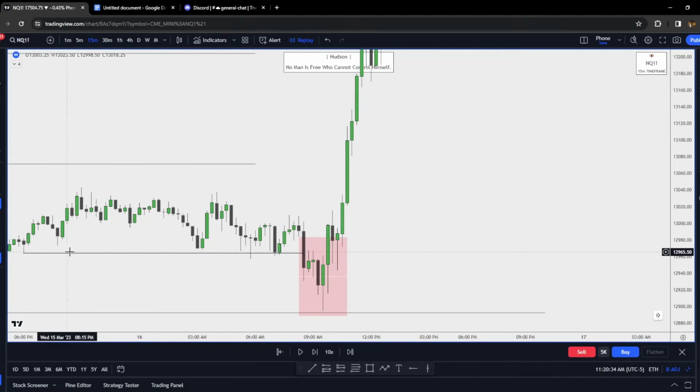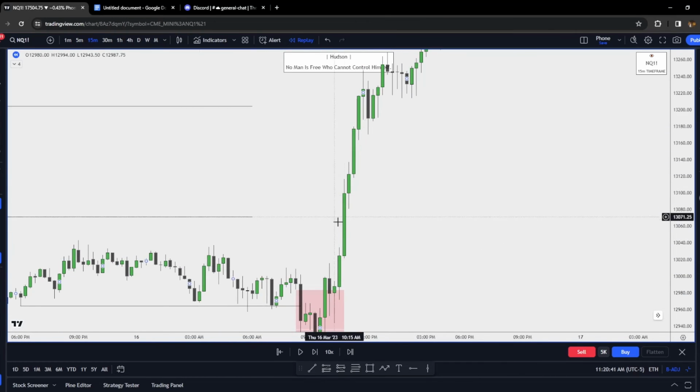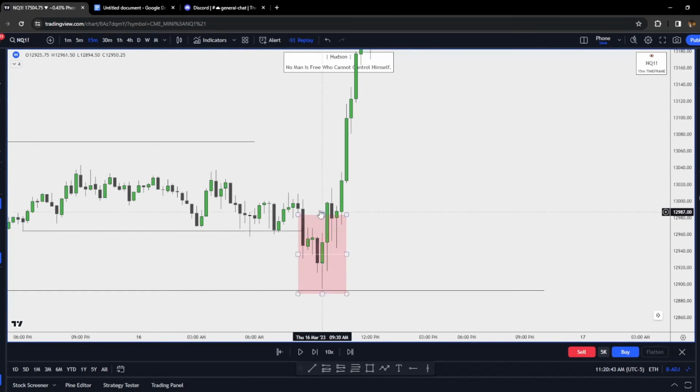Every move starts with a turtle soup. This low right here represents that 4-hour fair value gap to send us to that draw on liquidity, which is order pairing for the higher time frame. Smart money accumulates their position, and when it's ready to go, it tips its hand, and now we have a high probability inverse fair value gap, which we will get into in the fair value gap module.